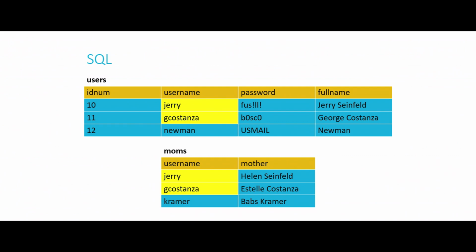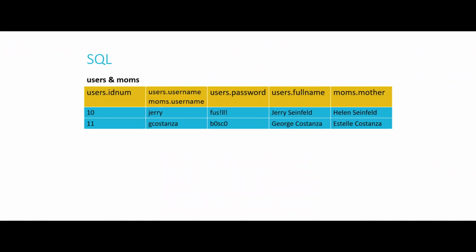And based on that, we create this hypothetical table called users and moms that contains all of the information that appears in both of those tables. But notice that the second column there sort of indicates the overlap. This column refers to data that is in both users.username and moms.username. So that's what we're extracting here.